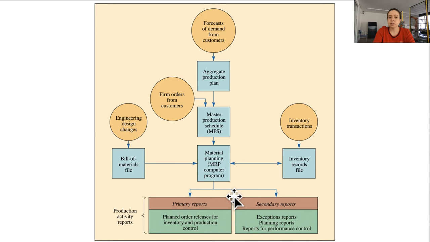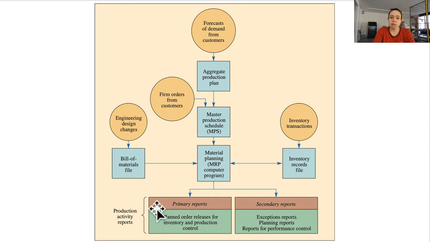And here are the outputs of the MRP system. First, the primary reports. These are the planned order releases for inventory and production control, and also secondary reports such as exceptions reports, planning reports, and reports for performance control.